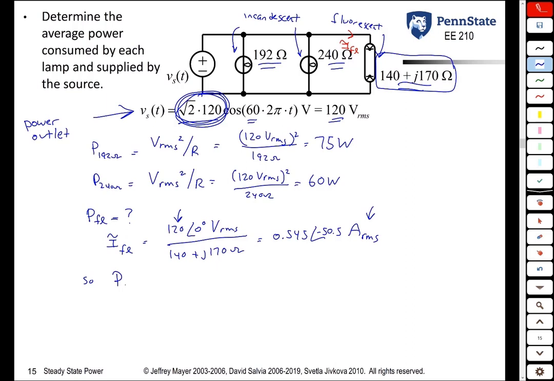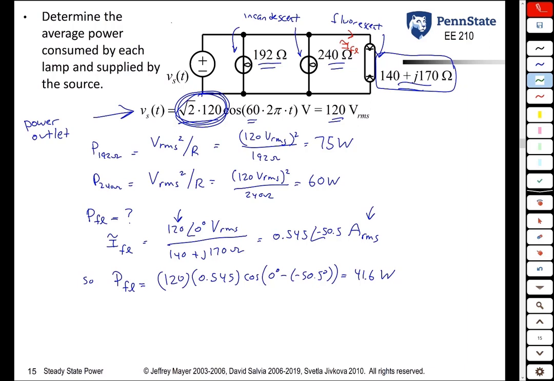So the power absorbed by the fluorescent bulb is what? It's V effective, or VRMS, that's 120, times IRMS, 0.545, times the cosine of the difference between the angles. Voltage angle was 0 degrees. Current angle was minus 50.5 degrees. You work out the math, you get 41.6 watts absorbed by the fluorescent bulb.